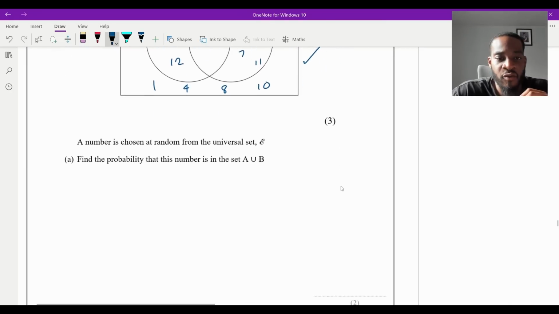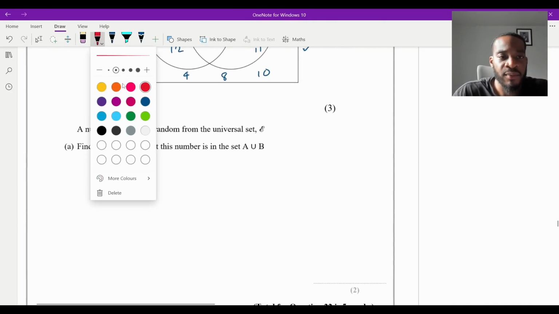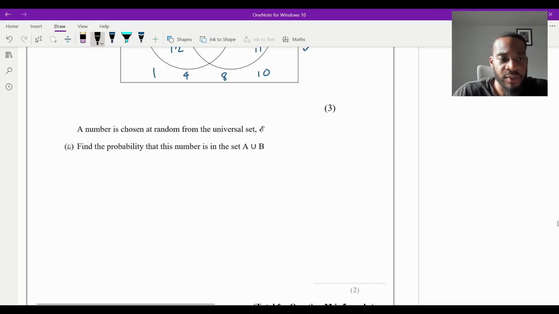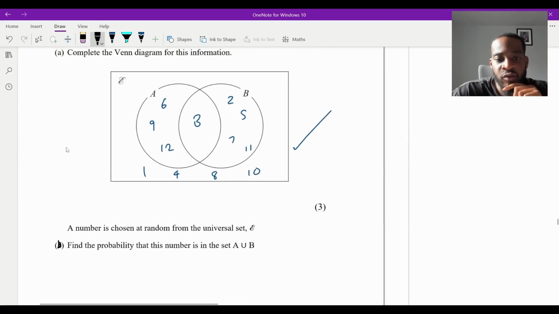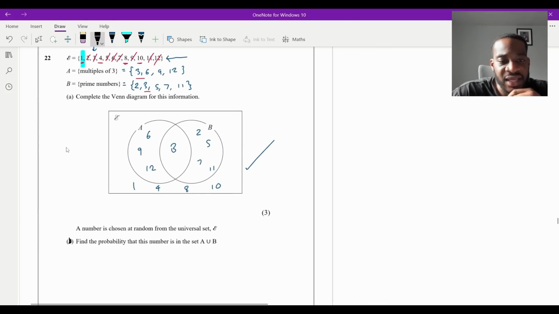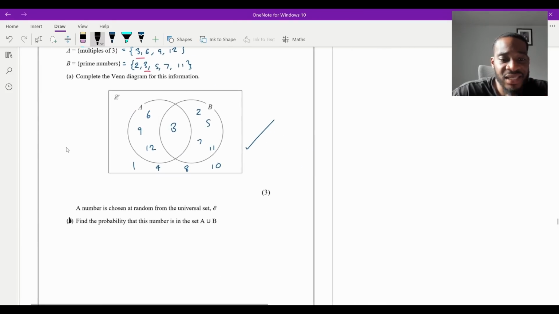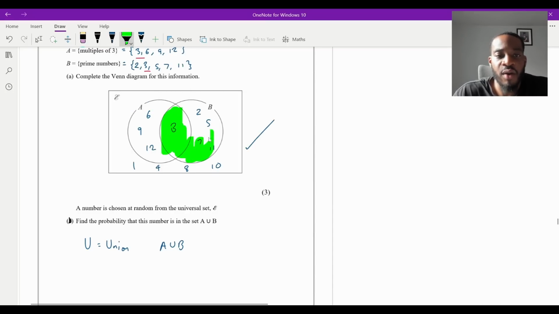Now, part B. This is a typo, by the way, but it won't be when you guys get the paper. So don't worry about that. It says a number is chosen at random from the universal set E. Find the probability that this number is in the set A union B. Now that symbol, remember, means union. And all that means is that if I've got the set A union B, I'm actually just looking at everything in the middle plus the two outer parts of the circle.